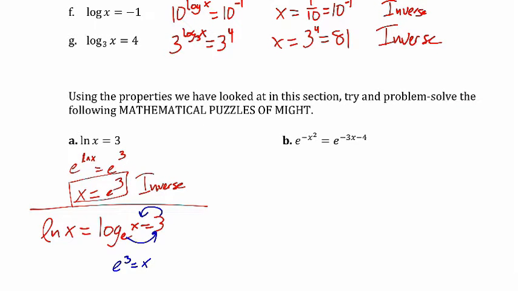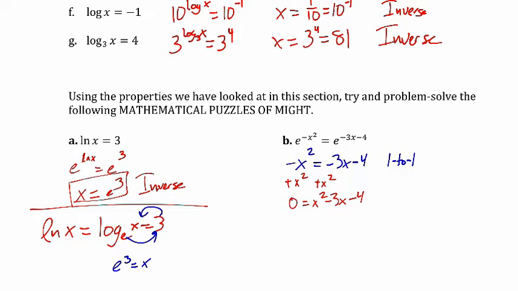Letter B. e to the negative x squared equals e to the negative 3x minus 4. Well, they both have the same base, so we're going to say negative x squared equals negative 3x minus 4. That's the one-to-one property. Now, from there, we're just going to use some algebra. Let's bring everything over to the right side. So if we add x squared to both sides, we end up with 0 equals x squared minus 3x minus 4.